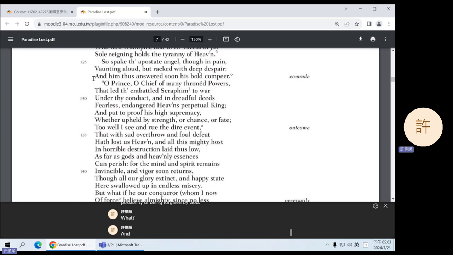And him thus answered soon his bold compeer. Compeer on the right, it says, comrade. In fact, you can understand this word. Look, peer. What is a peer? Com means together. So compeer is somebody on the same level together with him. And the editor explains that as a comrade.